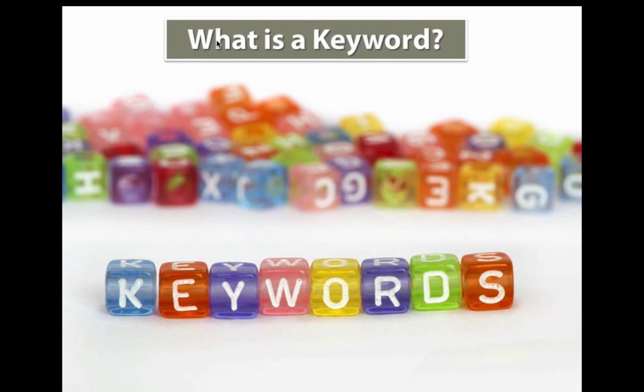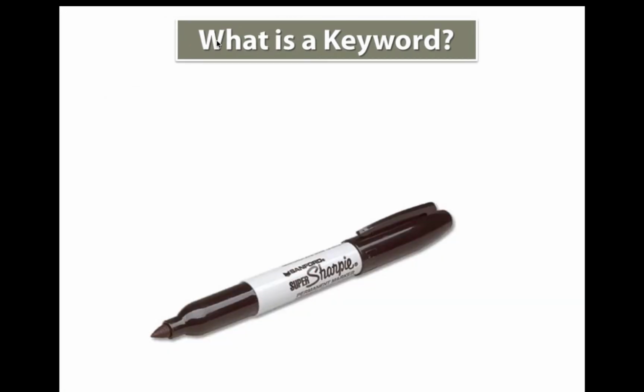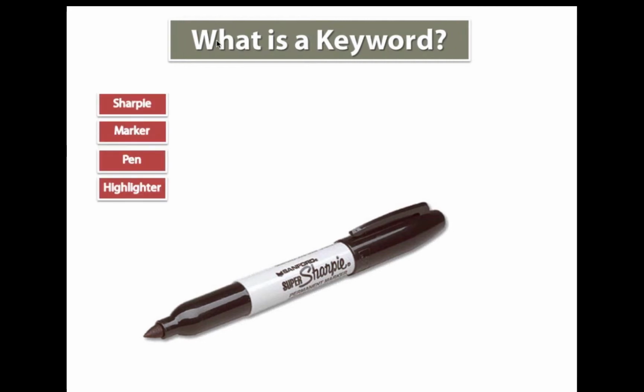To illustrate this, let's say we are in the Sharpie business and we have a site that sells and manages Sharpie pens. We obviously want to come up with what people type into the search box in order to find our product. Some will come up with Sharpie, marker, pen, highlighter. These types of words represent the root of keywords and are called base keywords.